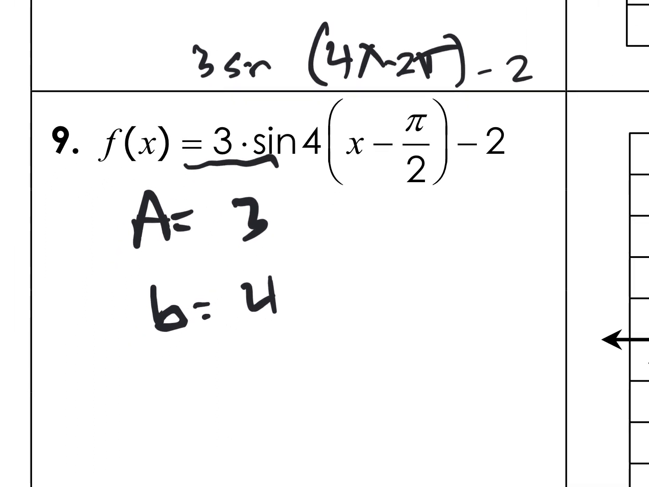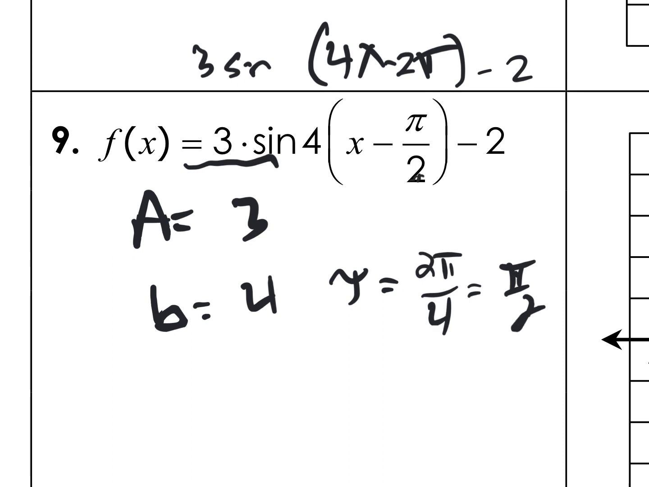So let me go and be smart this time. If my B is 4, what's my period? 2 pi divided by 4 is... What's 2 pi divided by 4? Oh, just pi. Nope. Well, I tried. Oh, 1 over 2. Pi over 2, yes.